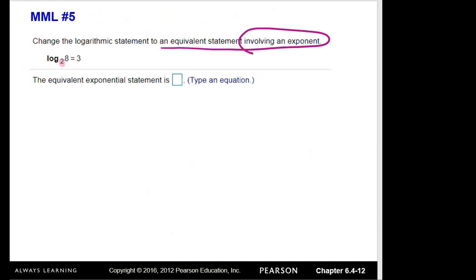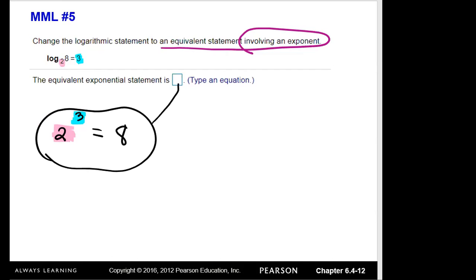I still start with the base. The base is 2. It's base 2 raised to some power, and the power is always whatever your logarithm is set equal to. So this is going to be a 3. And then the only thing you have left is the 8. Of course, on this one, you can actually see that that's a true statement. This one didn't have any variables. 2 to the third, that's 2 times 2 times 2. That does equal 8. So this is what I'd type in this box right there.